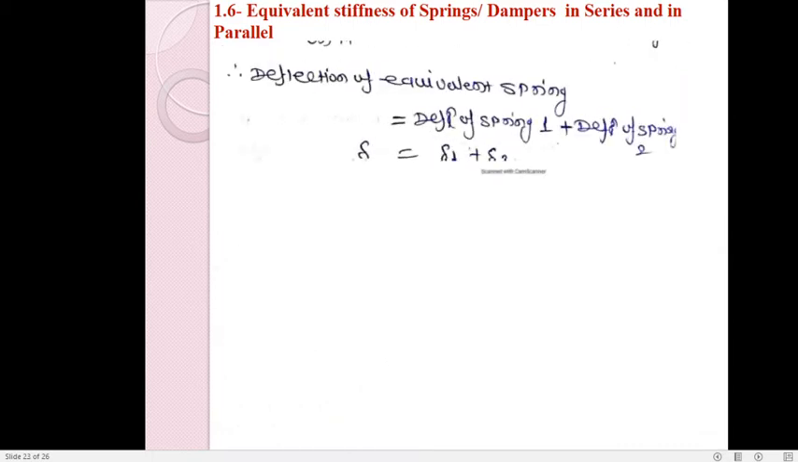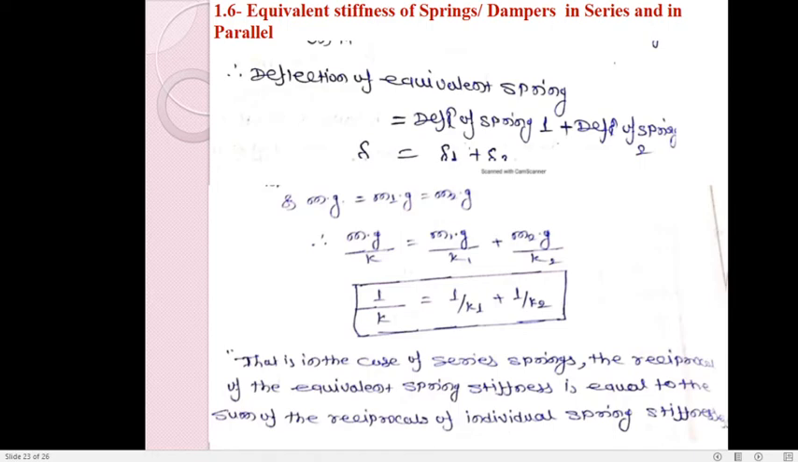So the total deflection of the system, or the deflection of the equivalent spring. Equivalent spring means the single spring which will represent these two springs. The total deflection in the system will be the deflection of spring 1 plus the deflection of spring 2. As we have just discussed, delta 1 is the deflection in spring 1, delta 2 is the deflection in spring 2, and delta represents the deflection of these two.